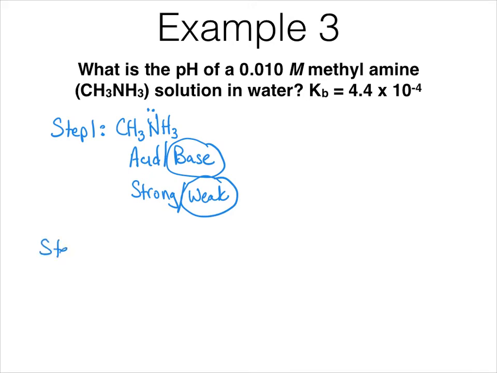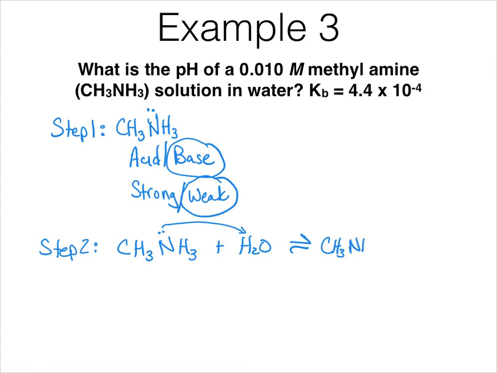So now, step 2 is figuring out how this base reacts with water. So I have methylamine, which is a weak base, and so in water it is going to form an equilibrium. And remember that bases accept protons, so this is going to become CH3NH3 plus OH minus. And the Kb for this reaction is given to us in the problem.